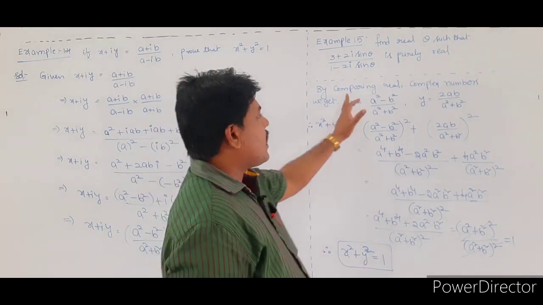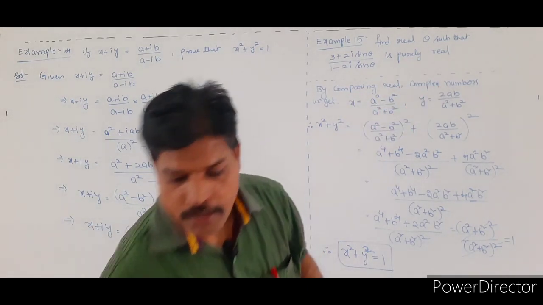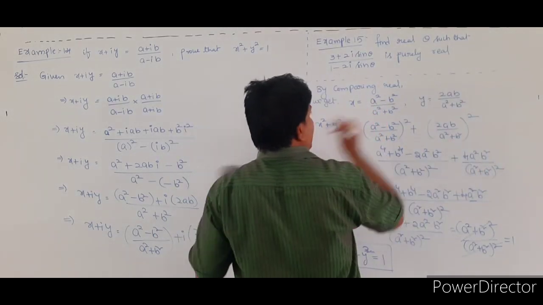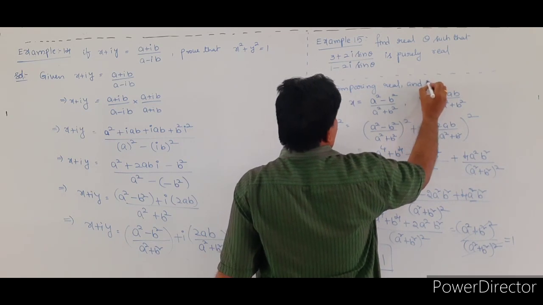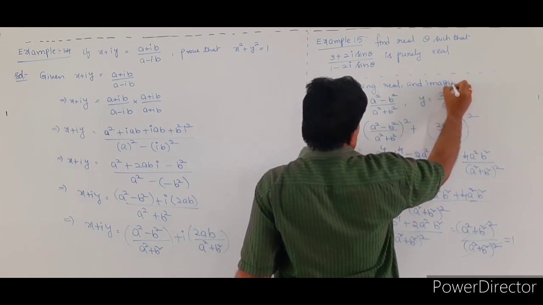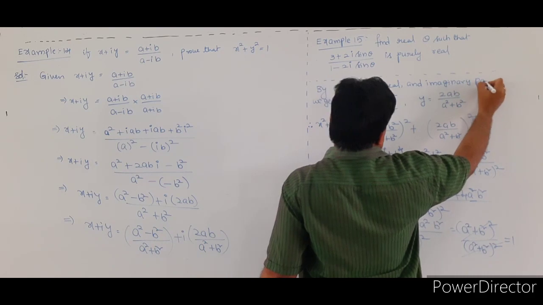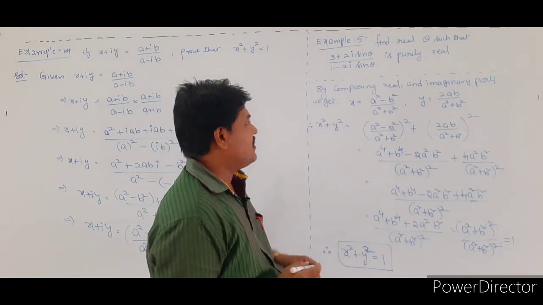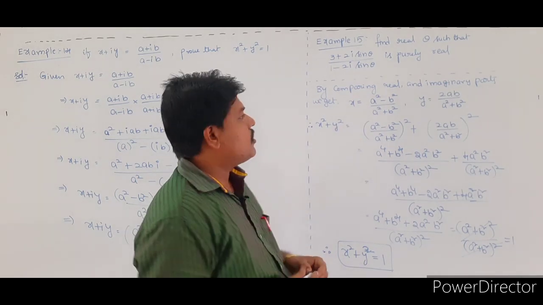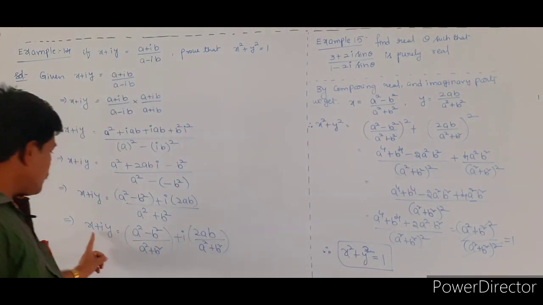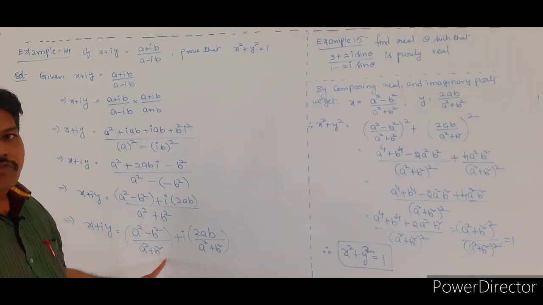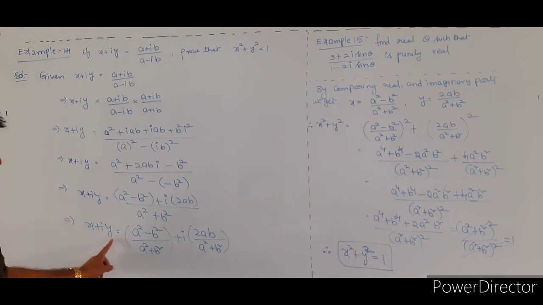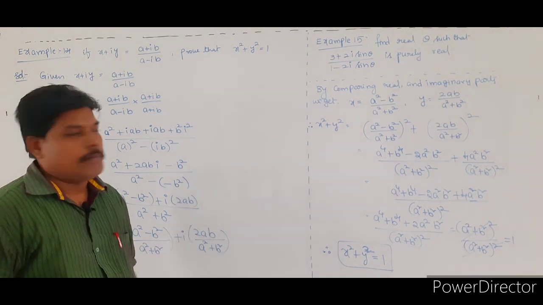So by comparing the real and imaginary parts, what is the real part? The real part is nothing but x is equal to a square minus b square by a square plus b square, and the imaginary part is nothing but the i coefficient. y is equal to 2ab by a square plus b square.